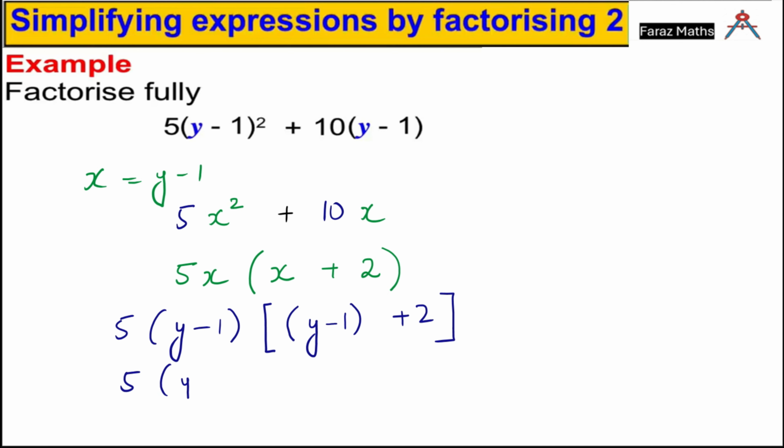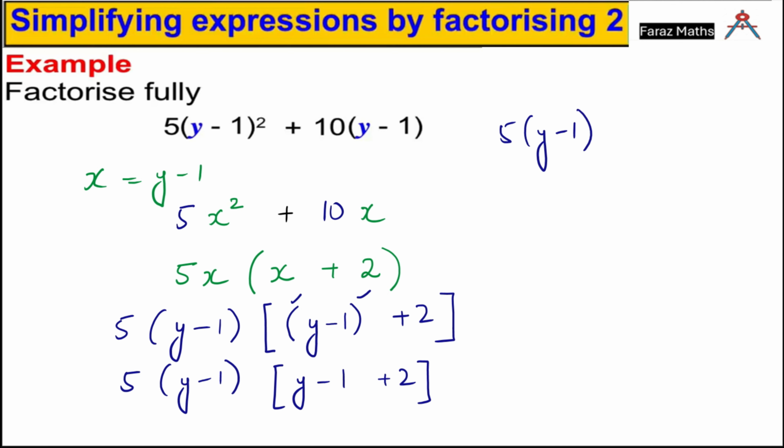Now 5 bracket y minus 1, and now open this bracket. It will be y minus 1 plus 2, and then 5 bracket y minus 1, and then y minus 1 plus 2 is y plus 1. So that's our answer. Now you can use the round bracket because we solved it. So you can do it in this way also.